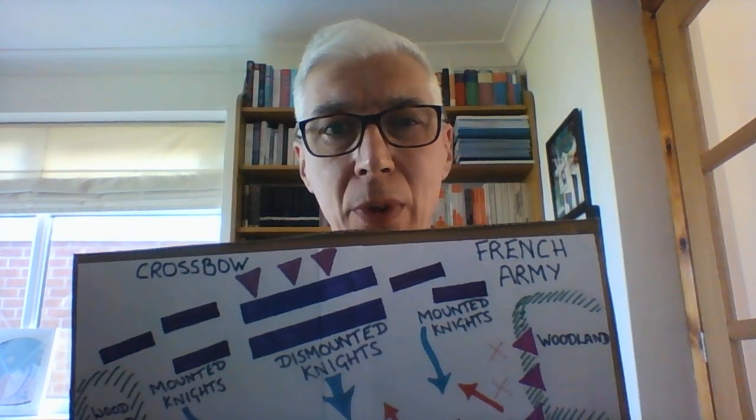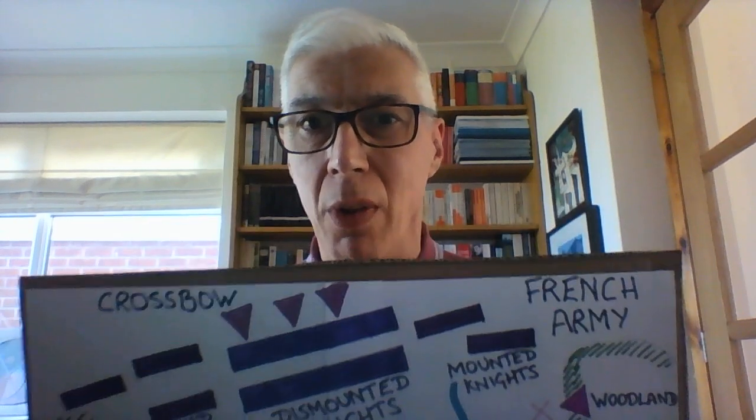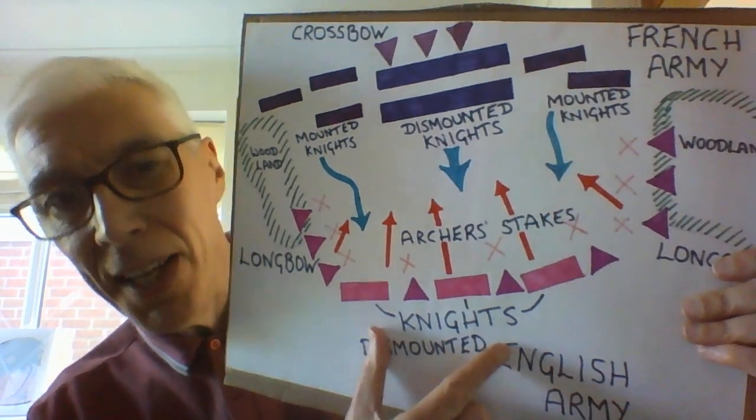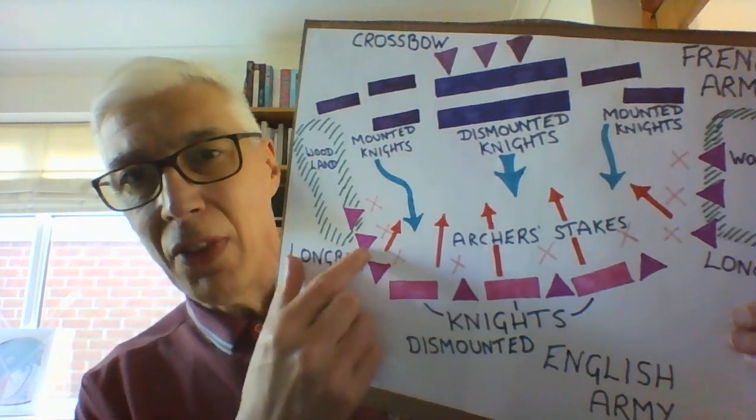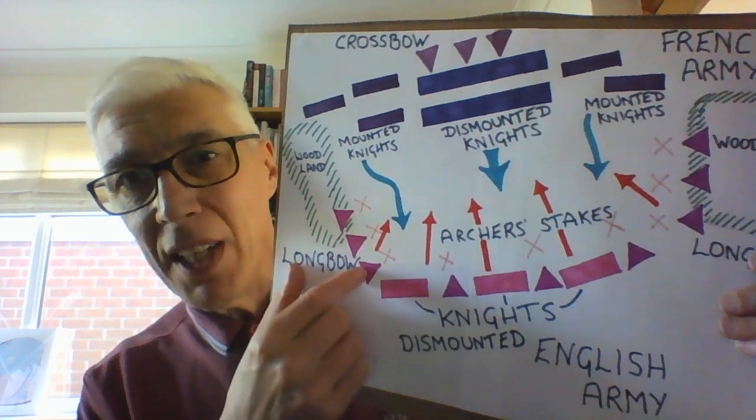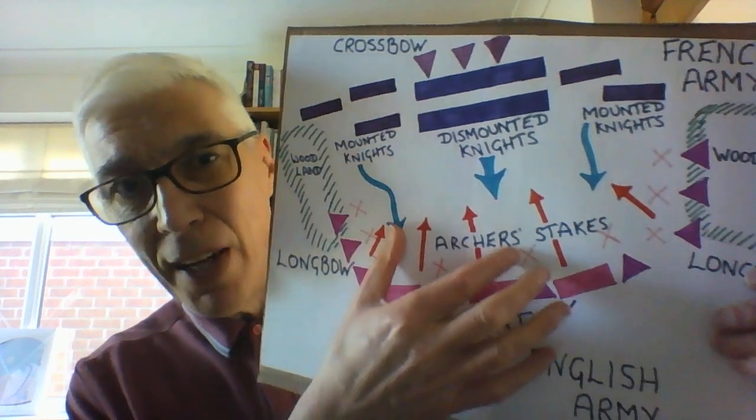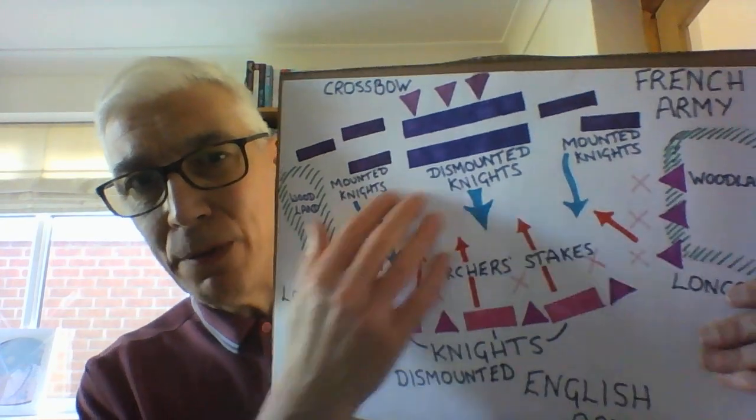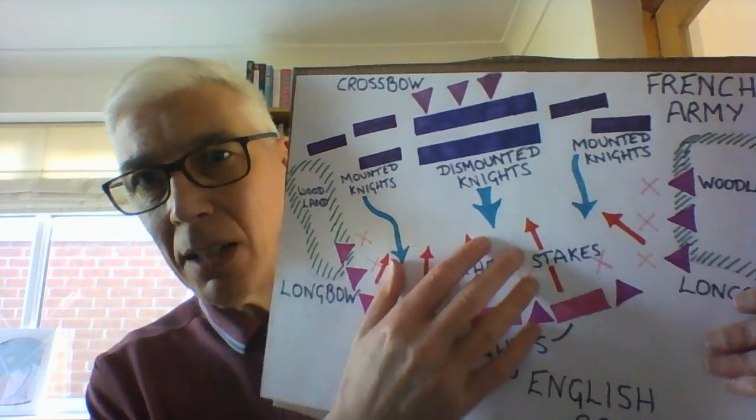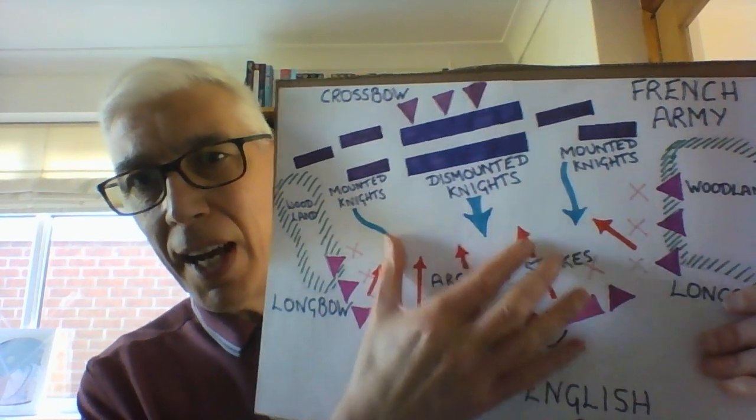This is the time that Henry then says, right, we've got them. And he sends in his dismounted knights. And the longbowmen, they put down their bows and they also attack. And we have very fierce hand-to-hand fighting in this area, which lasts two or three hours.